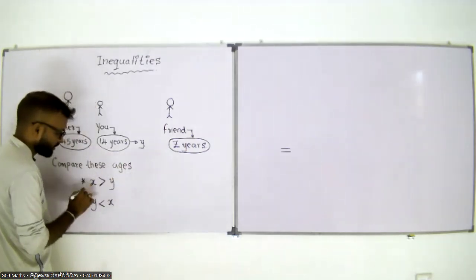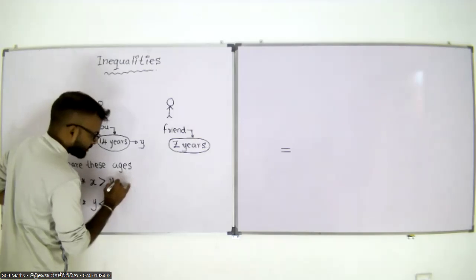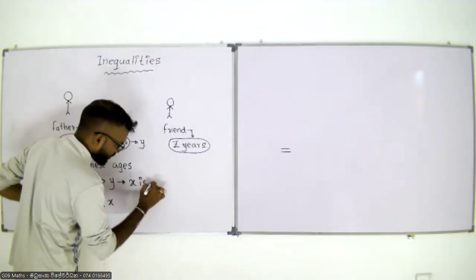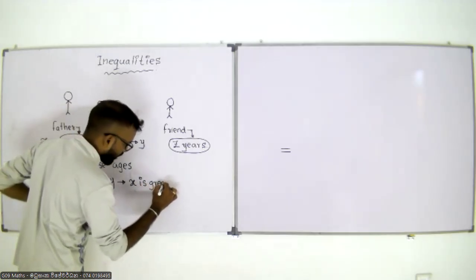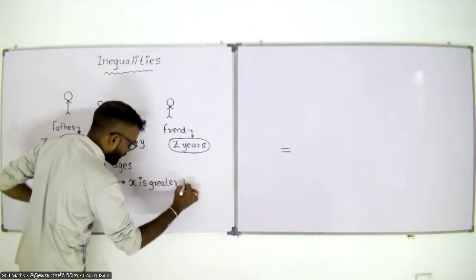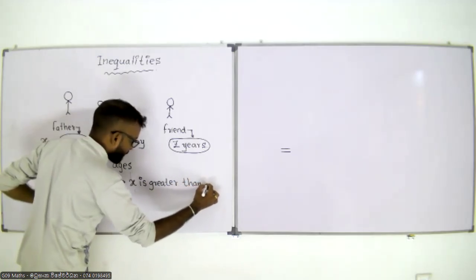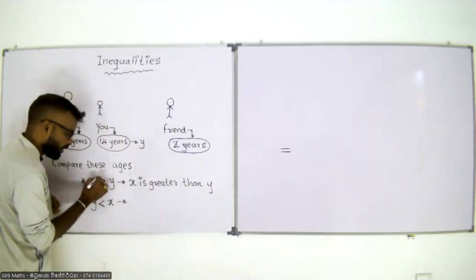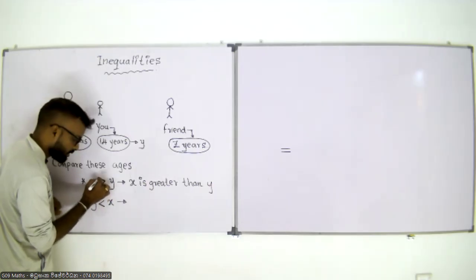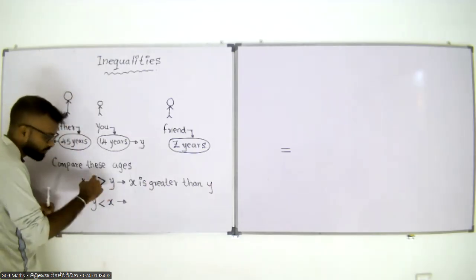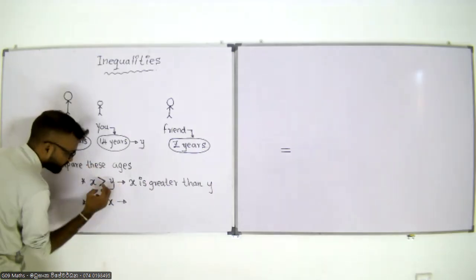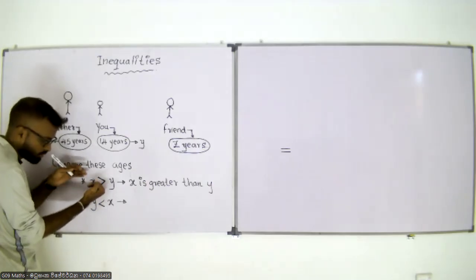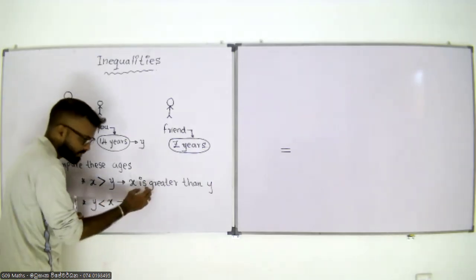Now this is one of them, and this is another one. So the definition of this is X is greater than Y. When you place the inequality mark on this side, when the mouth of the inequality mark opens this way, to your left hand side, it is called greater than.